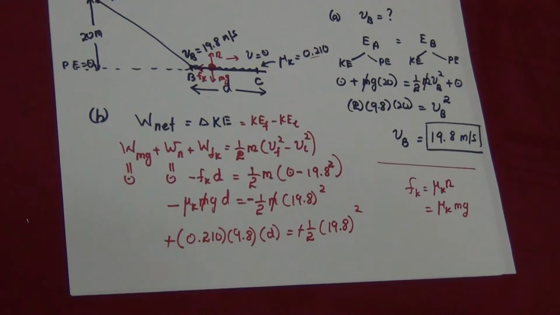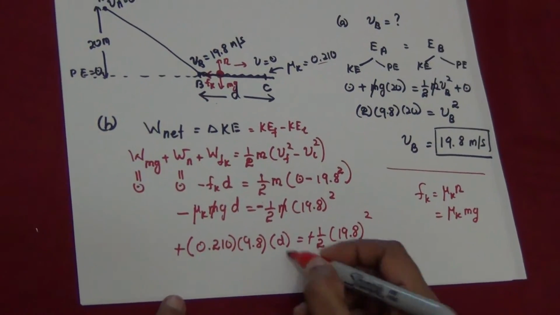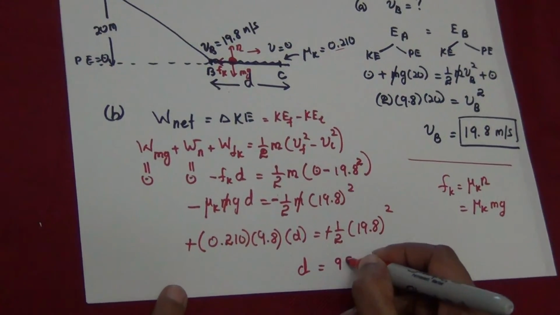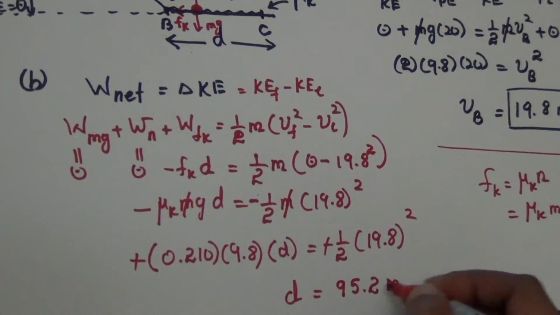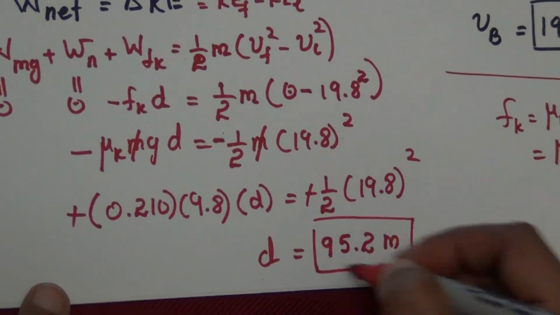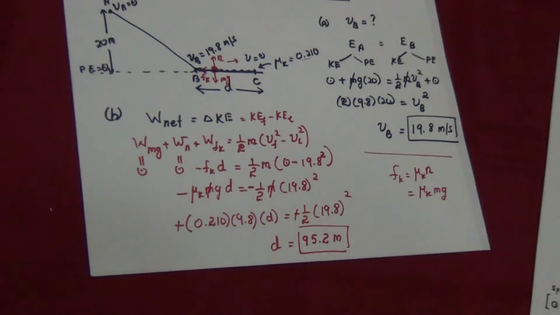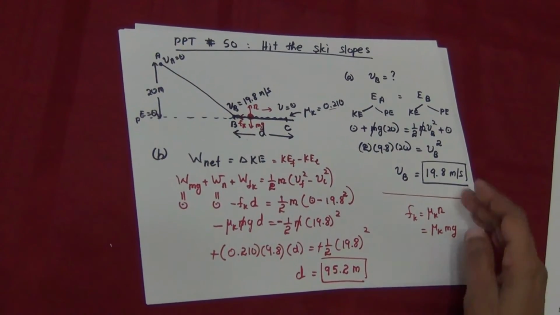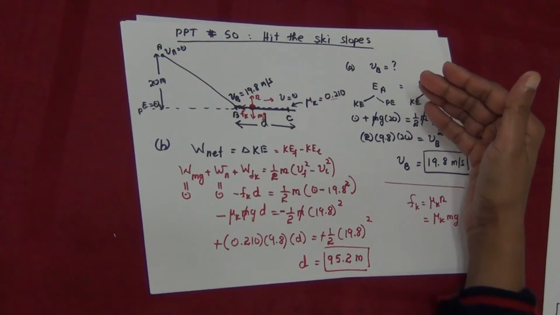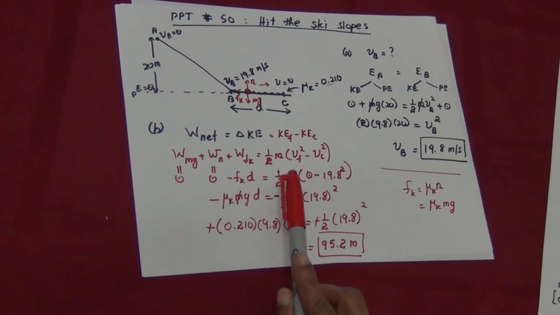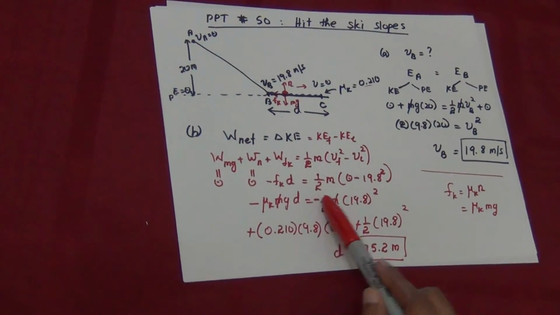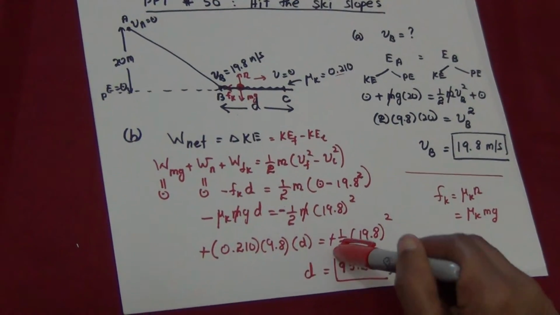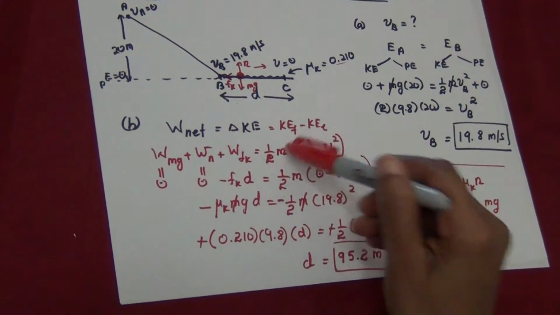So you can rearrange that. I will leave it to you to solve this, and the answer is going to be 95.2 meters. So when you do it by yourself, check whether you will get this answer. This is an example which involves conservation of energy and the work kinetic energy theorem, to show you where you can use conservation of energy and where you have to use work kinetic energy.